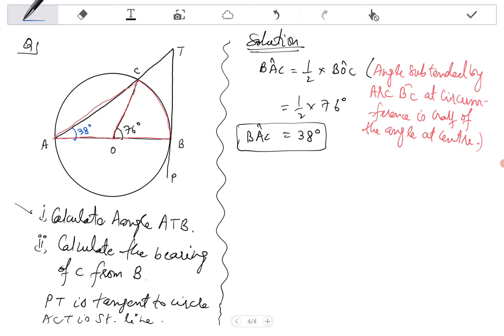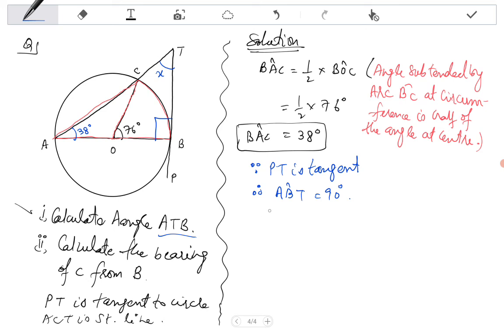And still I have to find out this angle. That is actually the requirement of the question in part 1, angle ATB. This is actually required. So what can I do? I can consider this angle as 90 degrees. I should state here, since PT is tangent, therefore angle ABT is 90 degrees.